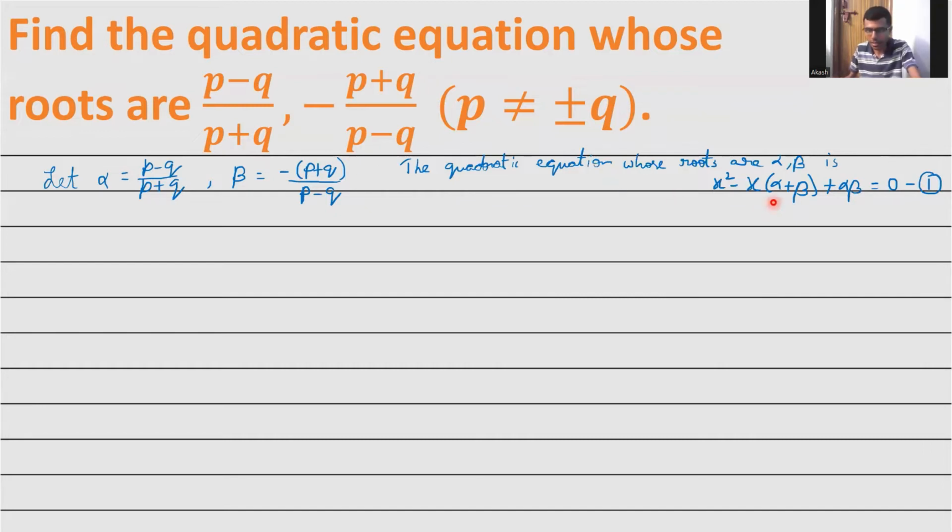Now in this one, the standard way, we don't know alpha plus beta and alpha beta, yet we know alpha and beta. So on that basis, we are going to find alpha plus beta and alpha beta. So basically we need to find out alpha plus beta, where alpha is (p minus q) by (p plus q) and beta is minus of (p plus q) by (p minus q).